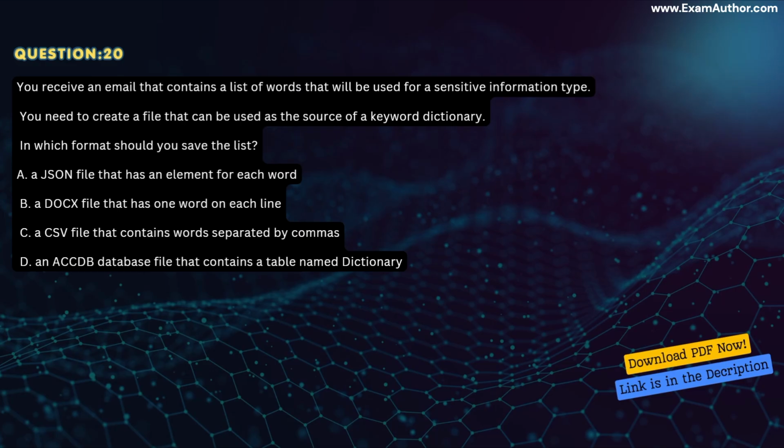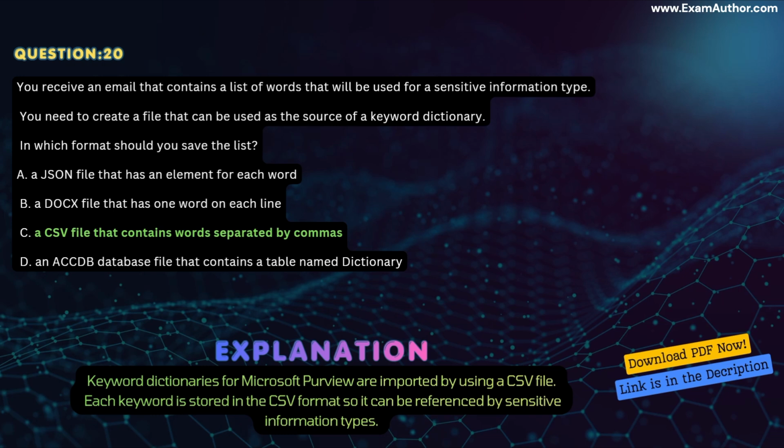The correct answer is C. A CSV file that contains words separated by commas. Explanation. Keyword dictionaries for Microsoft Purview are imported by using a CSV file. Each keyword is stored in the CSV format so it can be referenced by sensitive information types.